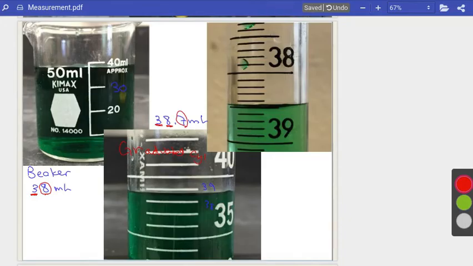And hopefully you can already see, comparing the beaker and the graduated cylinder, it's not that the graduated cylinder is giving us a bigger number. It's not an inherently bigger piece of glassware. It's an inherently more accurate piece of glassware, and I'm getting more precise data from it.